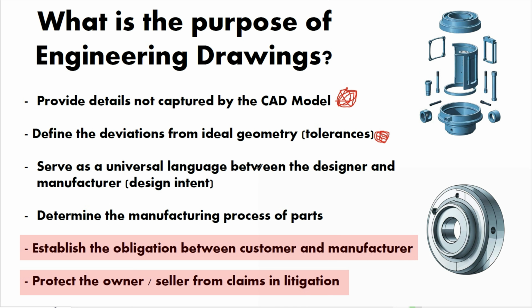Engineering drawings also serve as a universal language between the designer and the people manufacturing, and that's kind of summed up as design intent. So, maybe you are making your product out of China and they don't speak English. You just send them the engineering drawing with the additional details and the full product definition, and they will be able to interpret based off of the CAD model and the engineering drawing what to make.